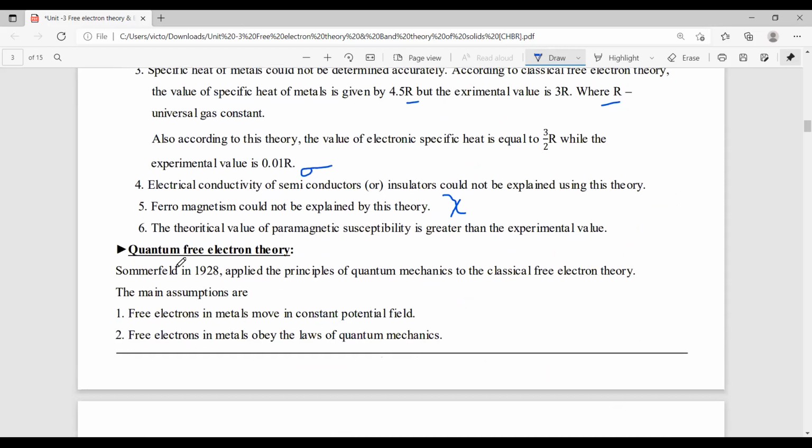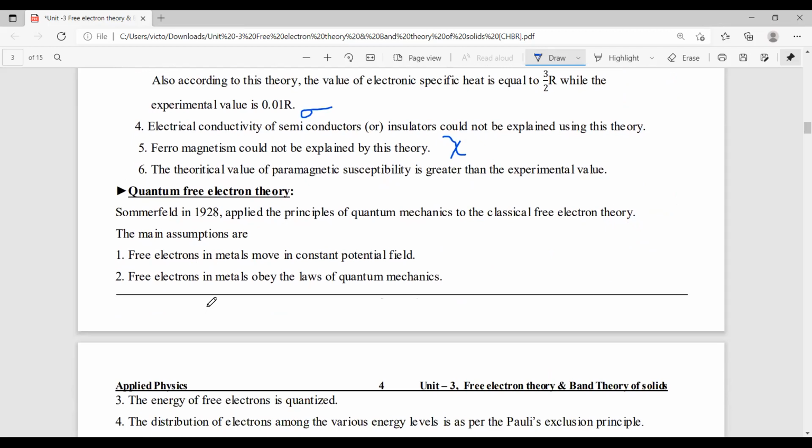And the next concept is quantum free electron theory. This theory was developed by Sommerfeld in 1928, based on the principles of quantum mechanics. So these are the main assumptions in quantum free electron theory. The assumptions are: free electrons in metals move in a constant potential field. And these free electrons are nothing but valence electrons.